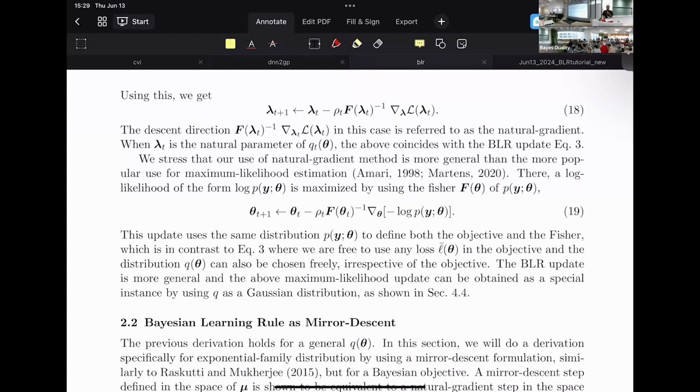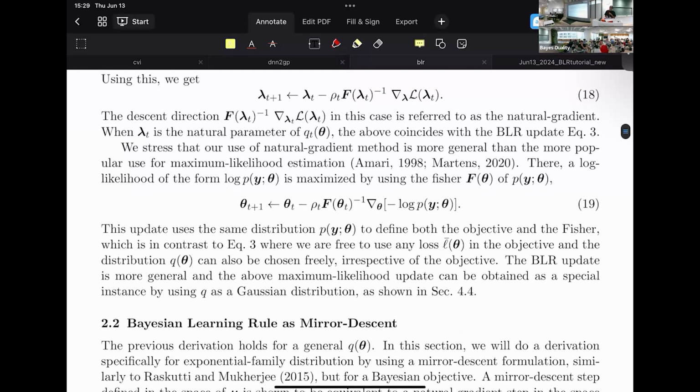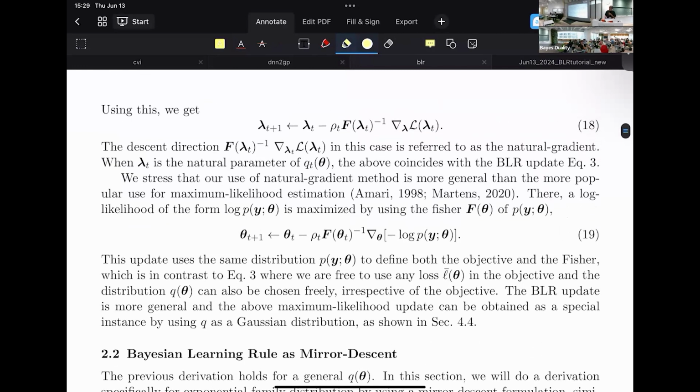It should also be pointed out that normally when people talk about natural gradients, they're talking about theta space, because there's a Fisher information in theta because it's distributions for y. He's talking about natural gradients in the hyperparameter space, the natural parameter space. Yeah, so it's written here in equation 19, because it was asked so many times that we stress that our use is more general. I was very happy to write more general.